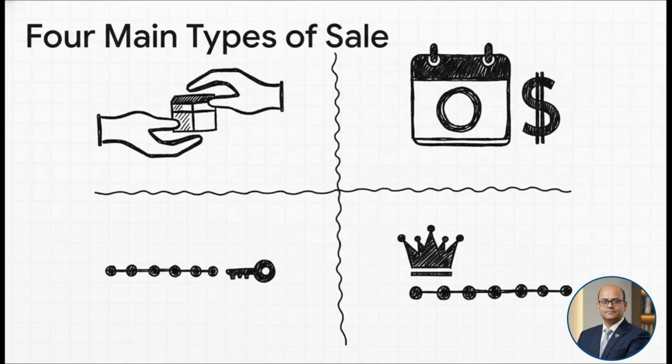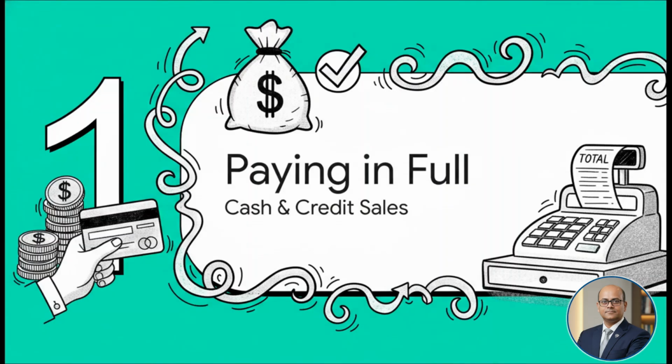Students, listen carefully now. Generally, we can break down all sales into four main types. We have cash sale, credit sale, the hire purchase system, and the installment payment system. We will understand each one with simple, everyday examples, so you will never forget them. Okay, let's start with the first two. These are the most common and the most simple types, cash and credit sales.